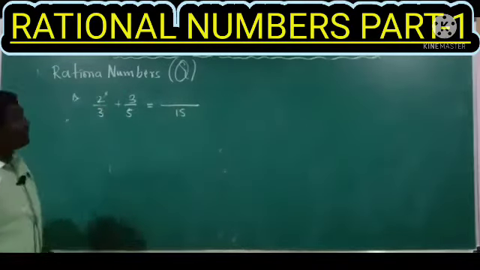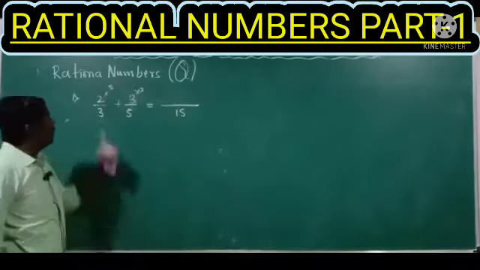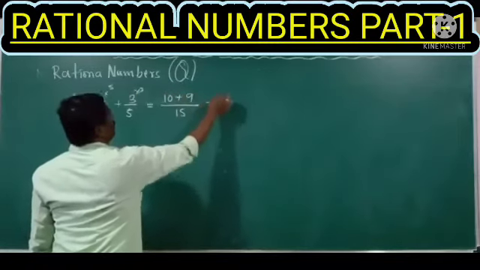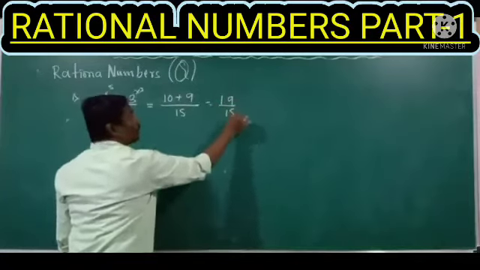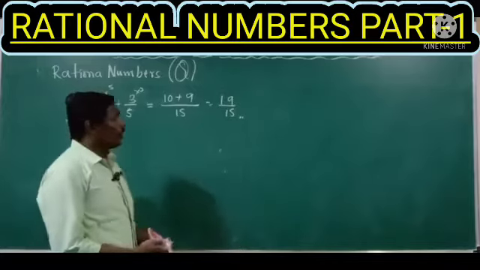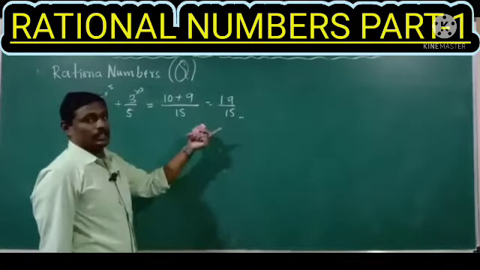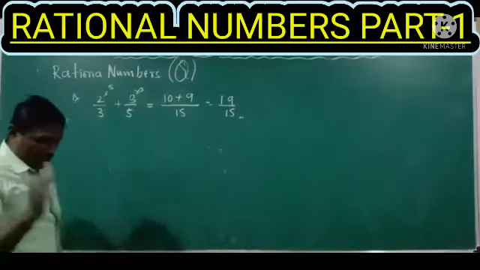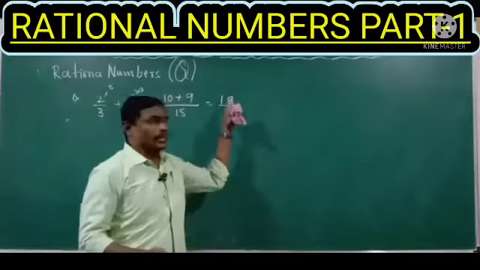If 15 is the LCM, what do I have to multiply here? 5 here and 3 here. 2 5s are 10, 3 3s are 9. So what am I getting now? 19 divided by 15. 19 by 15 is also a rational number, because it is in the form of a rational number only, P by Q form. So first, when we are adding two rational numbers, the resultant value is also rational only.